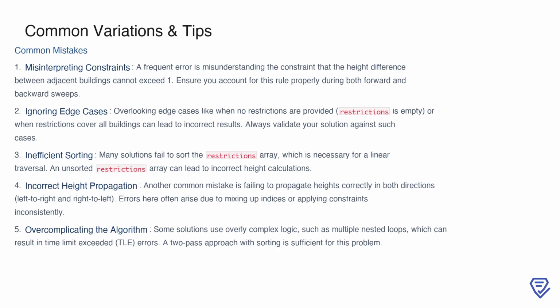Another issue arises with sorting. The restrictions array must be sorted before you perform a linear traversal, as an unsorted array can lead to incorrect height calculations. Another frequent error is in height propagation. Failing to propagate constraints consistently in both directions, left to right and right to left, can result in mismatched heights and incorrect results. Finally, some solutions are unnecessarily complex, involving nested loops or redundant calculations, which can lead to time-limit-exceeded errors. Remember, a simple two-pass approach with sorting is both efficient and sufficient for this problem.